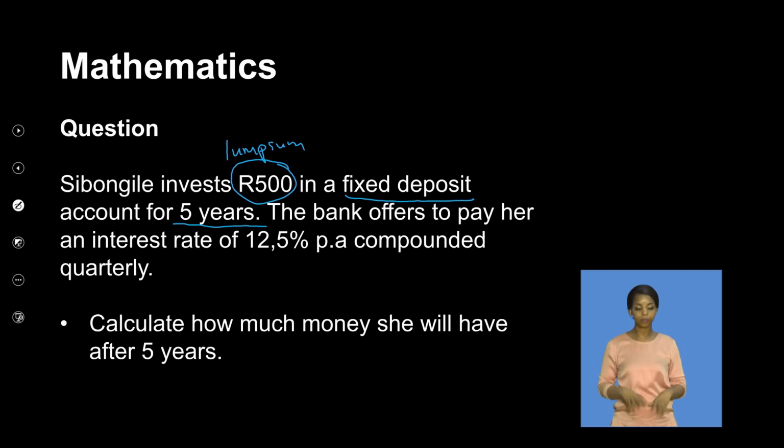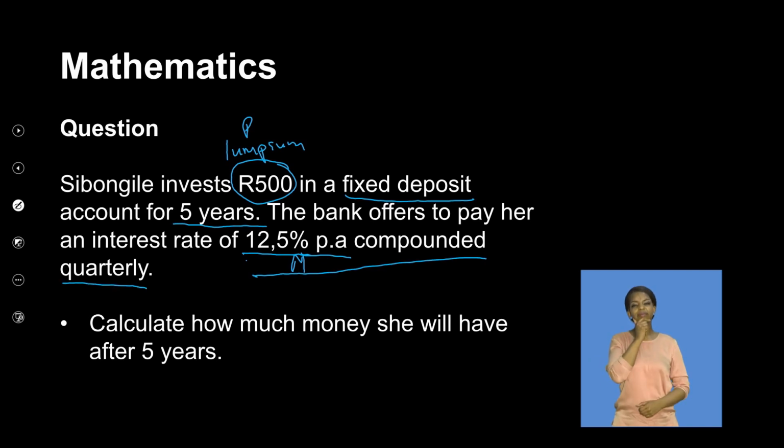The bank says, we are going to offer you, or rather pay her, an interest rate of 12.5% per annum, right? Per annum is when we're considering a nominal interest rate. As soon as we then continue and say, okay, this is compounded quarterly, then we're now talking about an effective interest rate. So what would this mean?